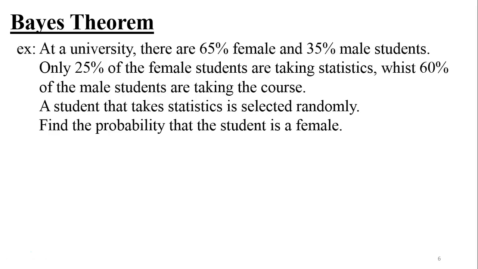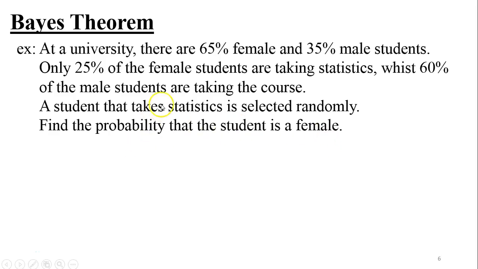Now, in this last example, we're going to see how quick and easy this is. If you were to just do it on the tree diagram, you'd be able to pick up Bayes' theorem immediately. So if we have in a university 65% of females and 35% of male students, 25% of the females take statistics, while 60% of the male students take statistics. Now, a student that takes statistics is selected randomly. Find the probability that the student is a female.